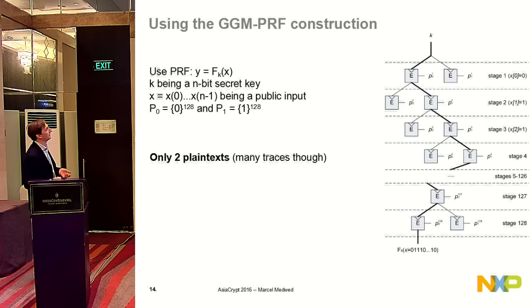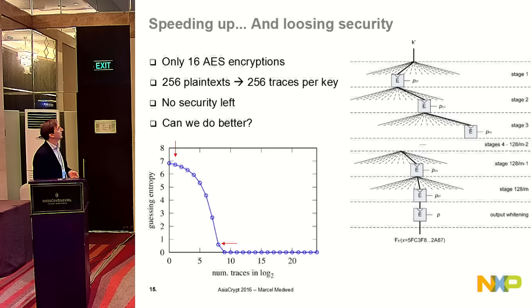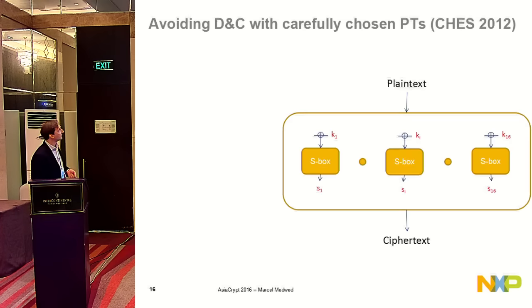And well, the naive way would be, okay, we just make this tree wider and we use more plaintexts in every stage. But as we saw before, security decreases exponentially. This is not an option. So then can we do better in terms of security? And at CHES 2012, the proposal was to have carefully chosen plaintexts.